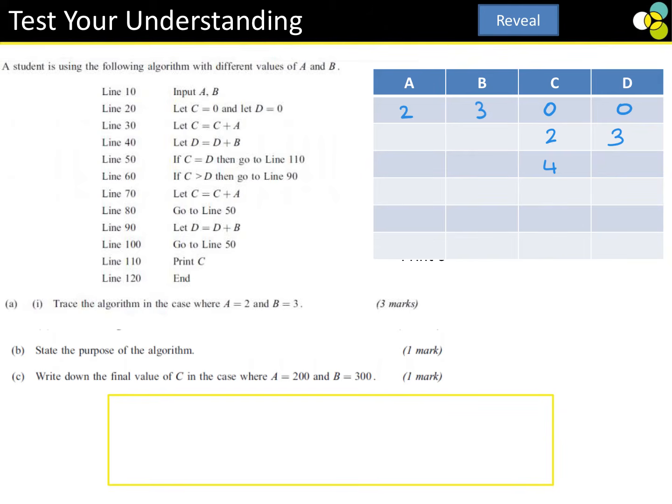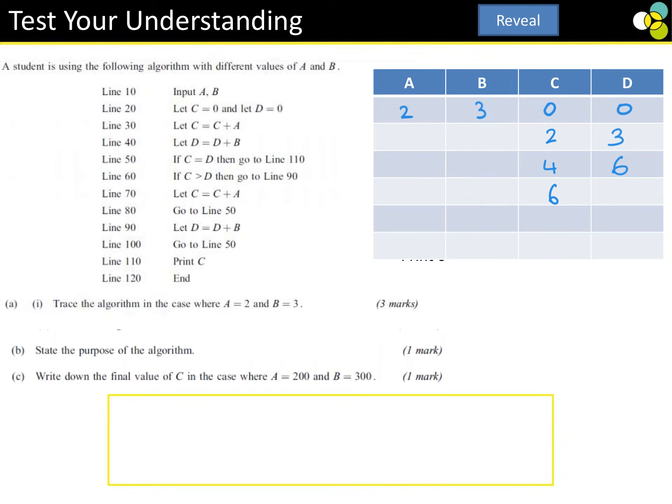Okay, is C greater than D? Yes. Go to line 90. Let D equal D plus B, 6. Go to line 50. Is C equal to D? No. If C is bigger than D, then go to line 90. No. Let C equal C plus A. 4 plus 2, which is 6. Go to line 50. If C equals D, then go to line 110.